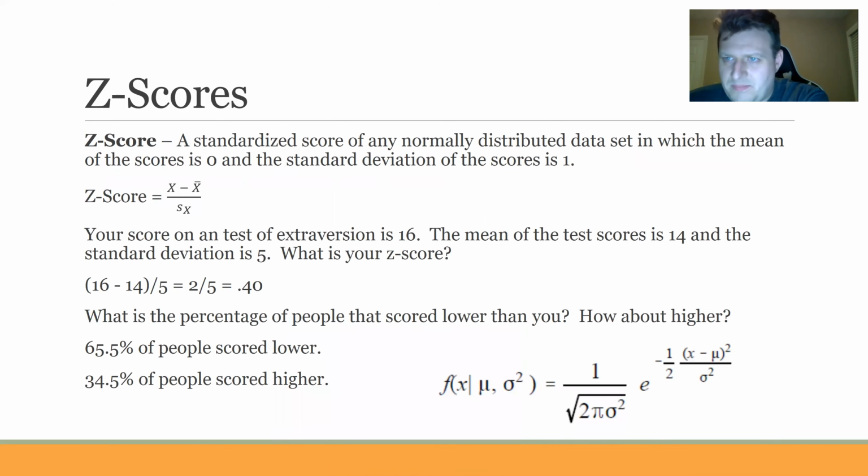So we can look up in the table to answer questions like this. If our data is normally distributed and I give you the population mean and the population standard deviation, we can find out the percentage of people that score above and below the mean.